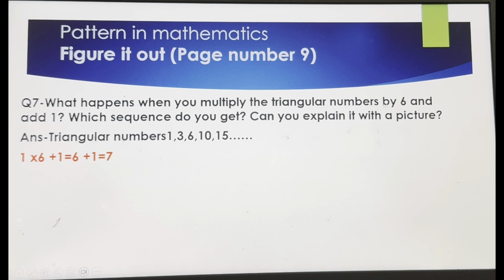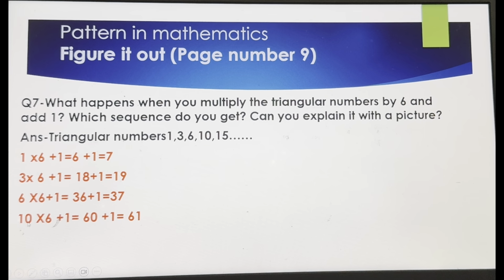So what is said, first you will multiply it by 6. The first triangular number is 1, so we multiply it by 6. 1 times 6 is 6 plus 1, so you get 7. Then the second is 3. So 3 times 6 is 18 plus 1, so you get 19. Then the third triangular number is 6. So 6 times 6 is 36 plus 1 gives you 37. Then 10 times 6 is 60, 60 plus 1 is 61. Right.